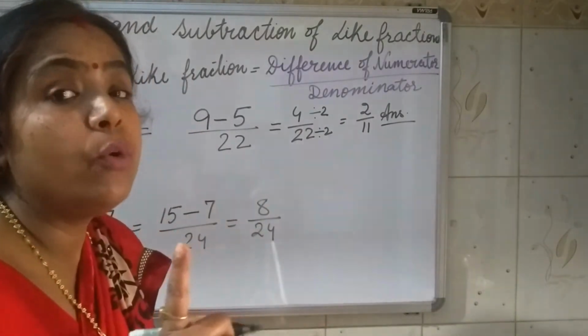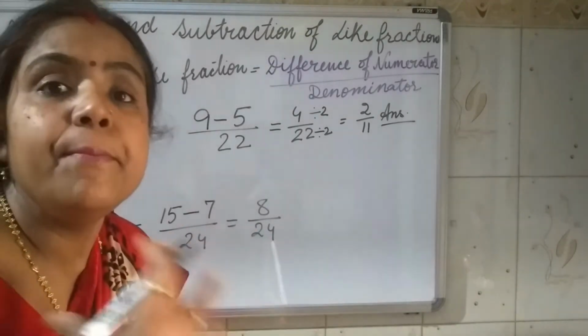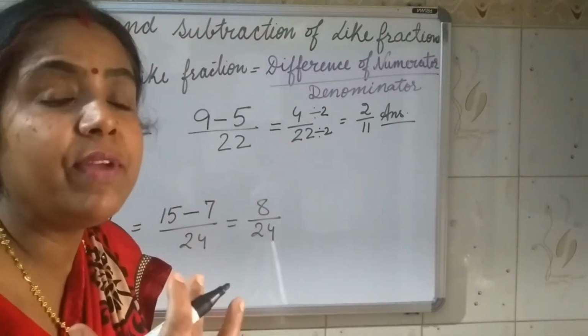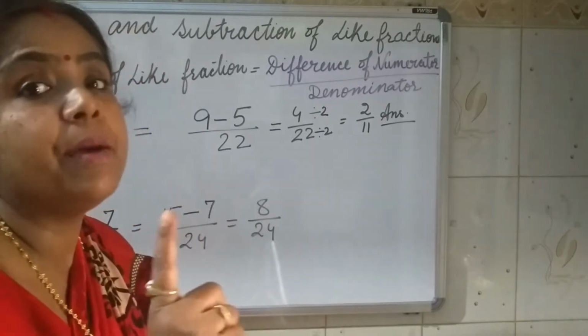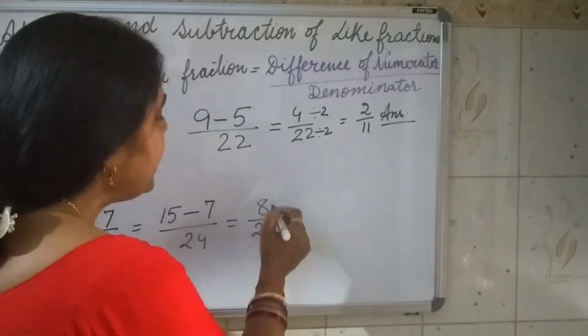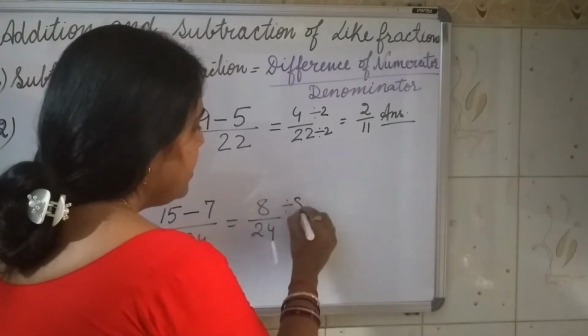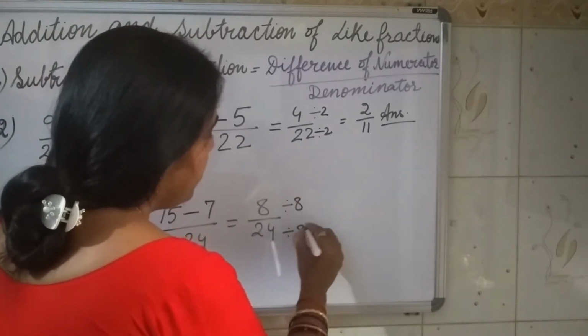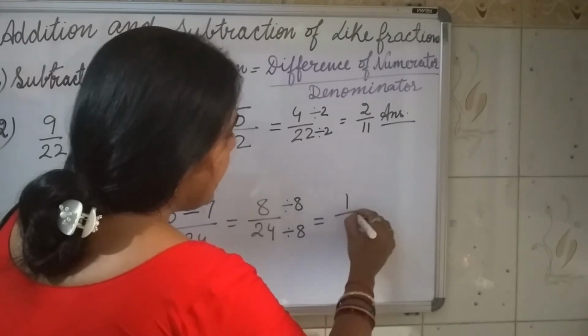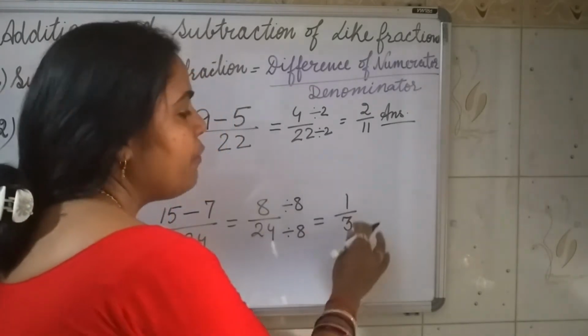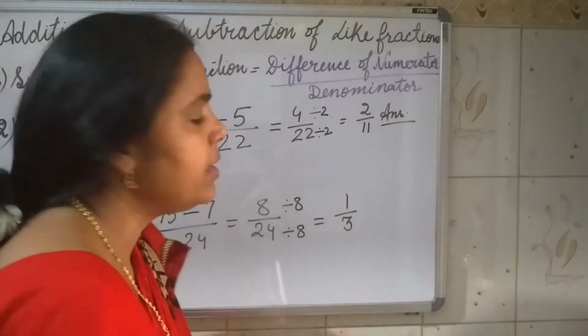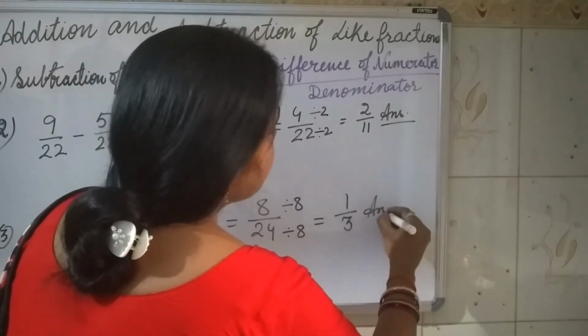And as I told you, when the numbers are divisible by many numbers, in that case what do we have to do? We have to take the greatest number, the maximum. So 8 upon 24, both are divisible by 8. So 8 ones are 8 and 8 threes are 24. Now 1 upon 3 is not divisible by any number. So it is the answer because it is the simplest form.